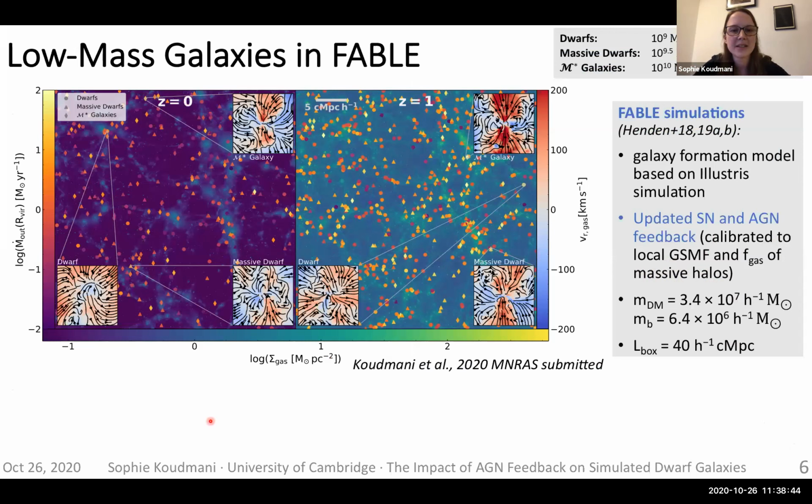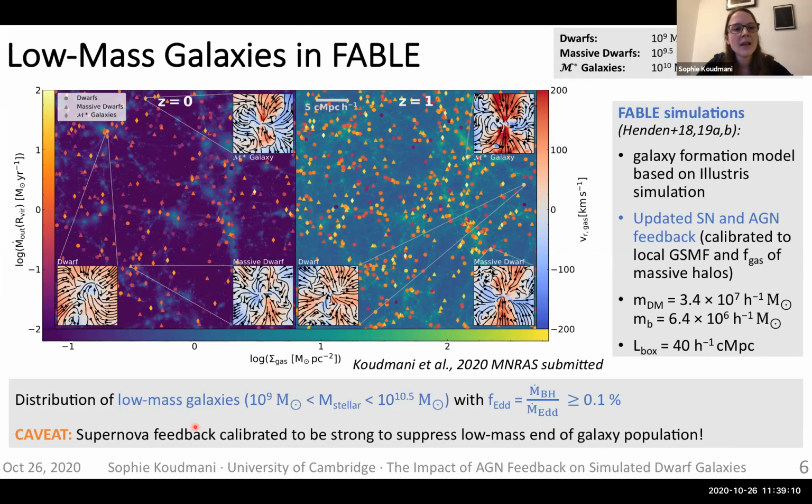in the FABLE simulations. So the FABLE simulations are cosmological simulations with a galaxy formation model based on the Illustris simulation, but with updated supernova and AGN feedback. And here you can see projections of the gas density in the whole FABLE box at redshift 0 on the left-hand side and at redshift 1 on the right-hand side. And the markers here show you the distribution of all low mass galaxies that have an AGN, which is here defined as having an Eddington fraction of at least 0.1%.